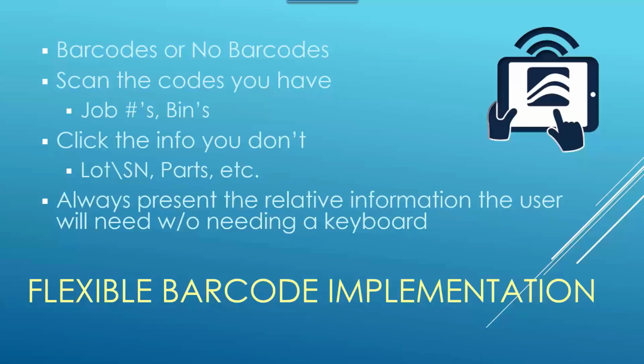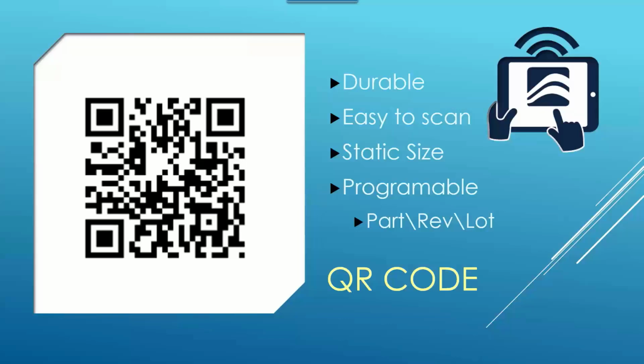So again, the last point is present the relative information the user will need without needing a keyboard or mouse, because that's what the tablet is. You're going to walk around, you're not going to have a keyboard, you're not going to have a mouse. Flexible barcode implementation. We've really settled in on the QR codes for a lot of reasons.